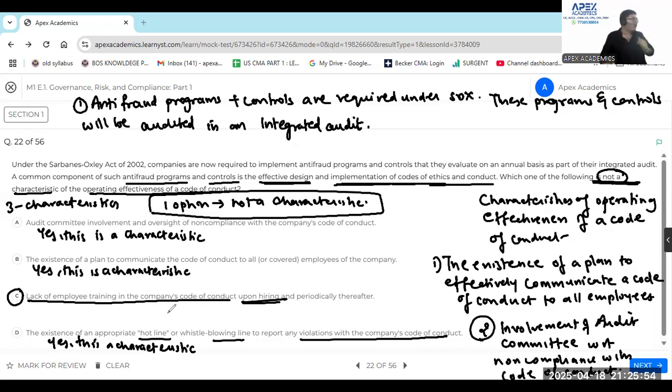So today he has joined the company, will he know the code of conduct? He joined today, the HR will give him the handbook, the HR will train him, then he'll come to know. No? So how is this a characteristic?